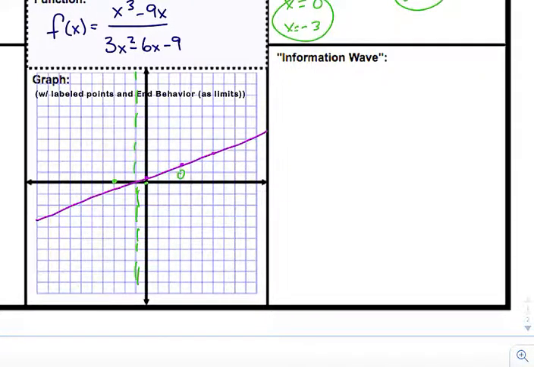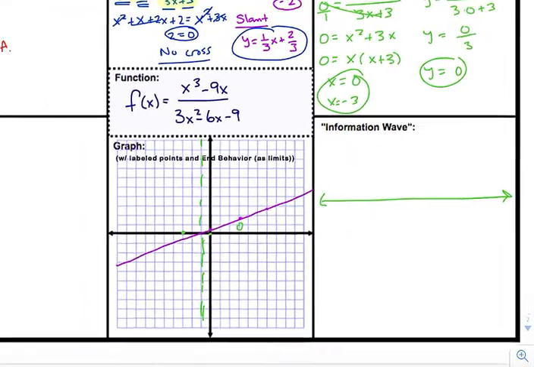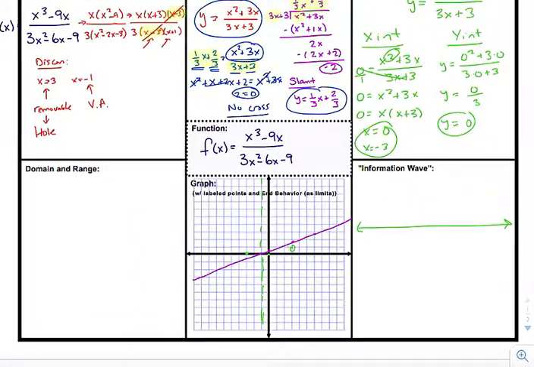Okay, let's go ahead and get our information wave in. Remember, this is our x-axis. And so let's put in our x pieces that we know interrupt our x-axis. We're going to have a vertical asymptote at negative 1. I'm using an x to make sure in my head I know it's an asymptote. We're going to have an x-intercept at 0.